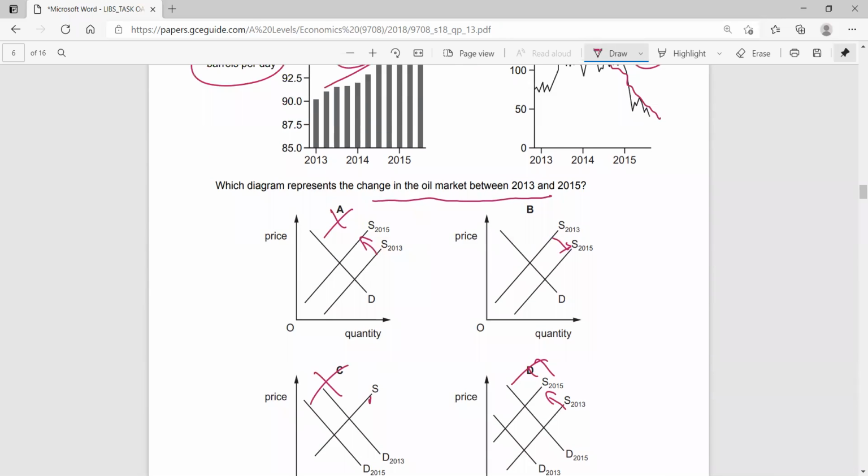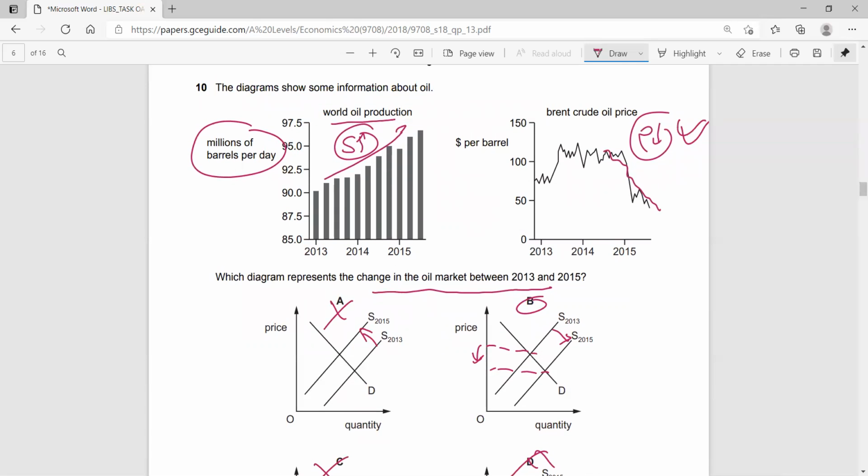And clearly you can also see from option B, which is a correct option, not only is supply increasing towards the right, prices are also falling, which is also what we needed. So it's 10B.